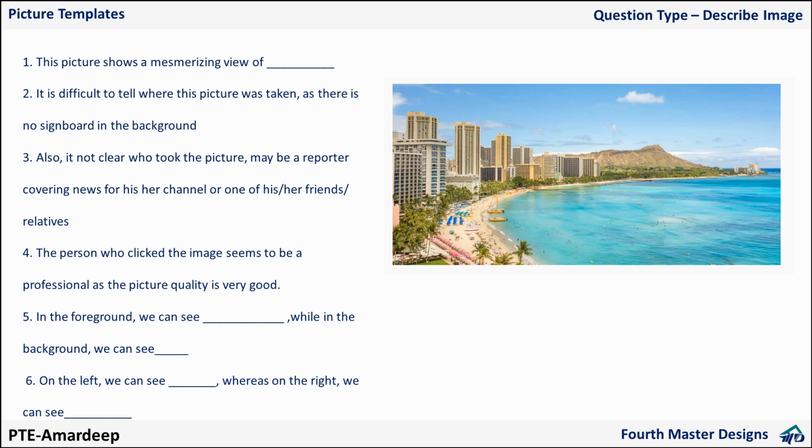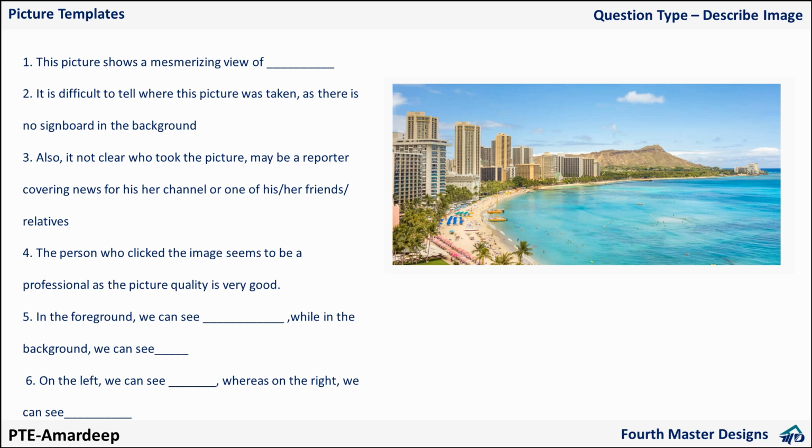So start. The picture shows a mesmerizing view of a beach. It is difficult to tell where this picture was taken as there is no signboard in the background. Also, it is not clear who took the picture. Maybe a tourist covering news for his or her channel, or maybe a tourist visiting that place. The person who clicked the picture seems to be a professional photographer as the picture quality is very good.